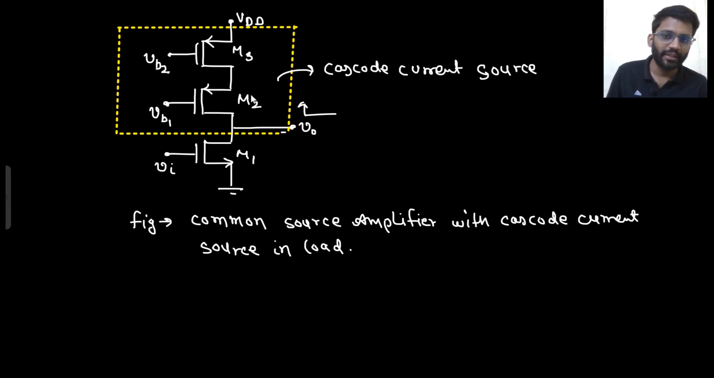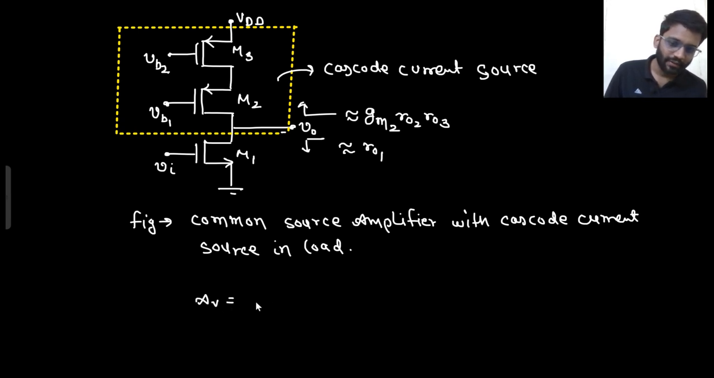So what will happen to M3? M3 will be replaced with r03. And from here, what is the resistance you see? Nearly it equals gm2 r02 r03. Right? And from here I see nearly r01. So what will be my gain? Gain will be minus gm1 in parallel to this resistance. So from V0 to ground I see r01.